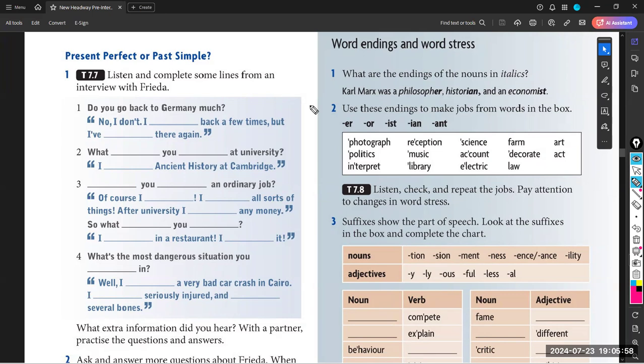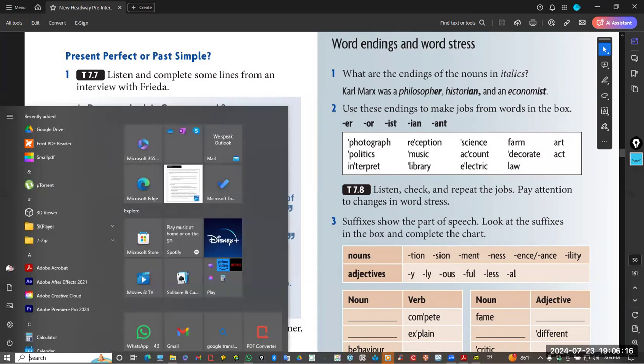I came back. Are you sure? A few times. I have to use the present perfect. Okay, let's repeat the recording again.